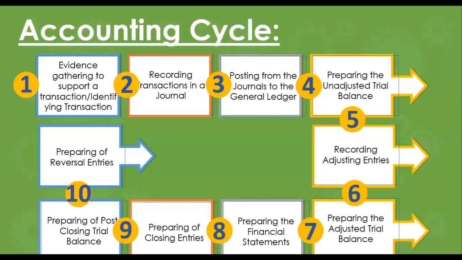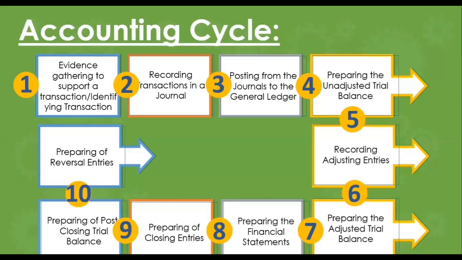And the ninth step of the accounting cycle is preparing a closing trial balance. To make sure that debits equal credits, the final trial balance is then prepared. Now, as the temporary accounts have been closed, only the permanent accounts appear on the closing trial balance to make sure that debits equal credits.